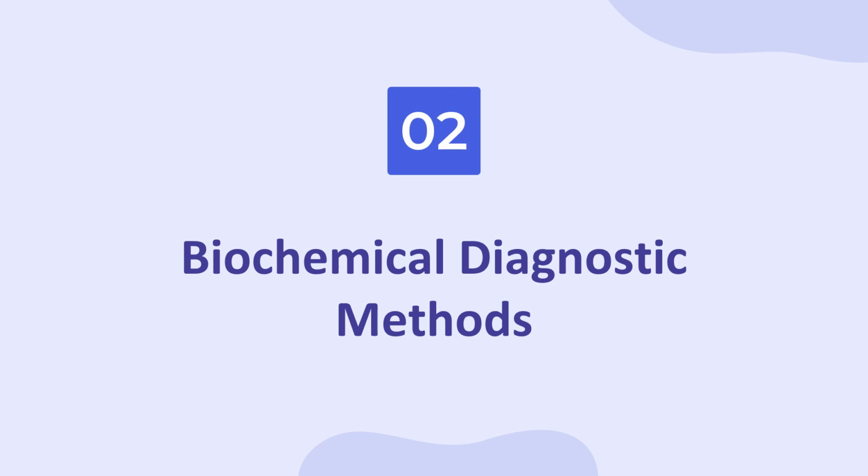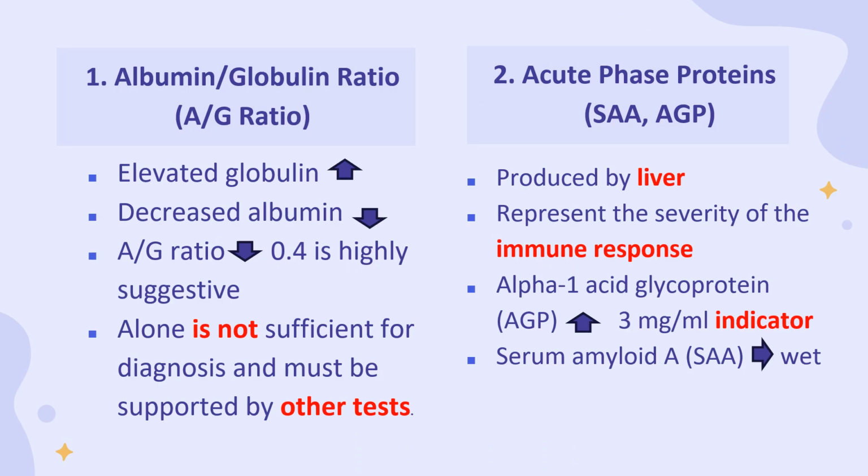Let's start with biochemical methods, which are used to evaluate the inflammatory and immune responses that are characteristic of FIP. Although these methods are not specific to FIP and can give similar results in other inflammatory conditions, they provide insight into the systemic effects of the disease. Albumin-globulin ratio: FIP-positive cats typically exhibit elevated globulin and decreased albumin levels. An A/G ratio below 0.4 is highly suggestive of FIP, although this alone is not sufficient for diagnosis and must be supported by other tests.